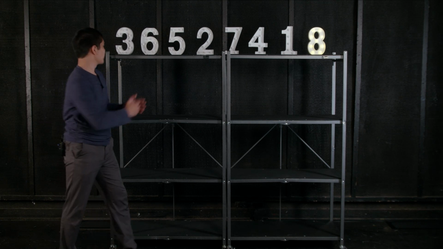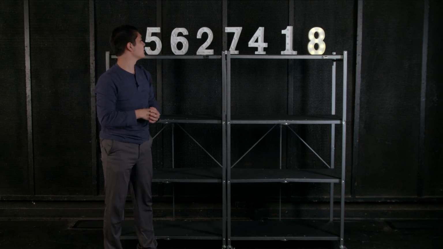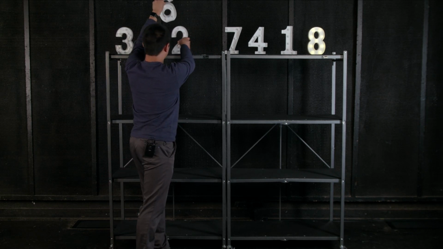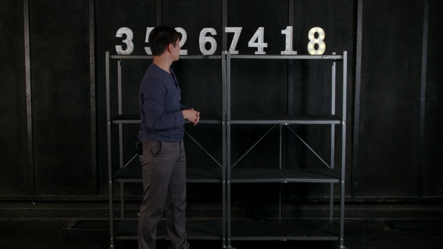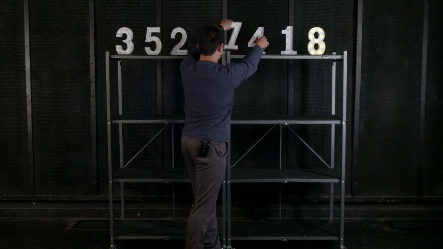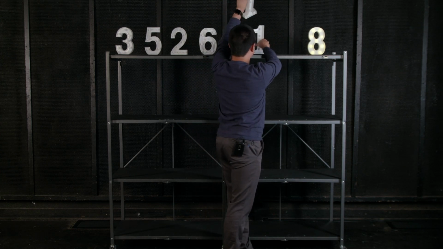6 and 5? 6 and 5 are out of order, so I'll go ahead and take the 6 and put it to the right. 6 and 2? Those are out of order as well, so I'll swap the 2 and the 6. 6 and 7? 6 and 7 are OK. They're in order. 7 and 4? Those are out of order, so I'll switch the 4 and the 7. 7 and 1? And those 2 are out of order as well, so I'll swap those.